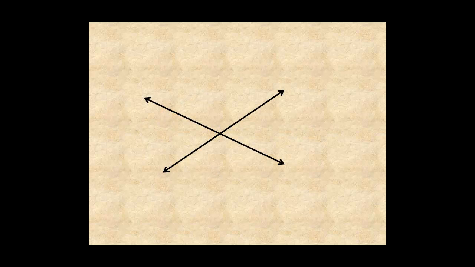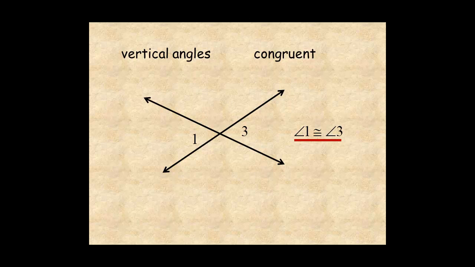Four angles are formed when two lines intersect. The angles opposite each other are vertical angles, and they are congruent. Congruent means they have equal measure. In this figure, angles 1 and 3 are vertical angles, and they are congruent. This is the symbol for congruent, an equal sign with a wavy line. Angles 2 and 4 are also vertical angles.